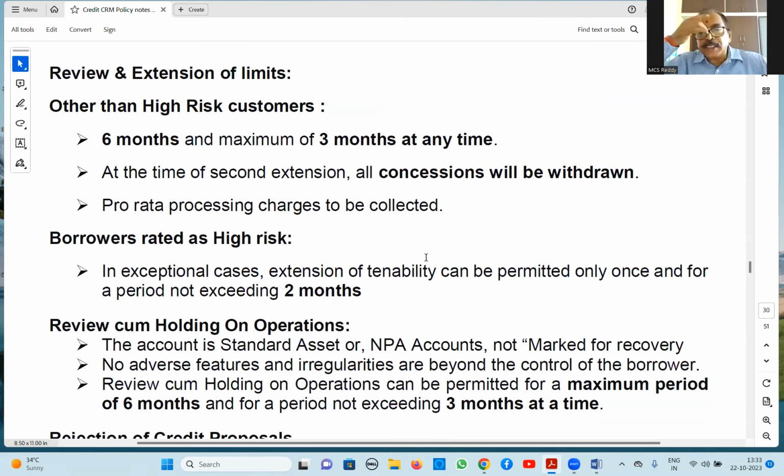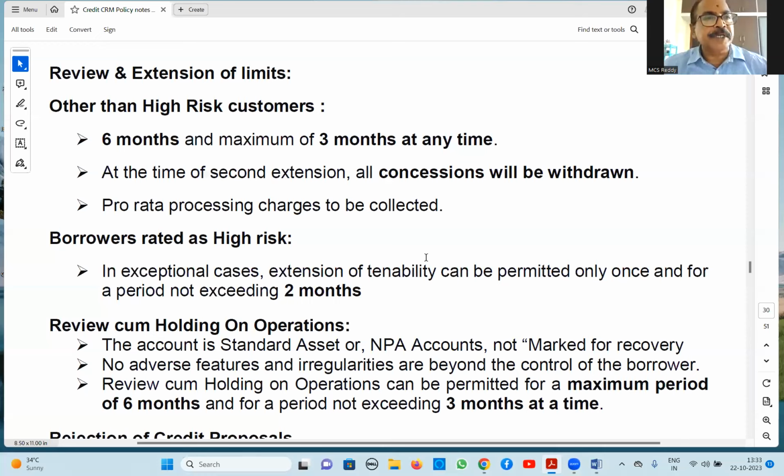Next, review and extension of tenability. Another 5 minutes or 10 minutes maximum, I will finish up this policy. One policy will be over. And then risk management policy, it may take 45 minutes. I will cover in next session. So another maximum 10 minutes, please bear with me for lunch.